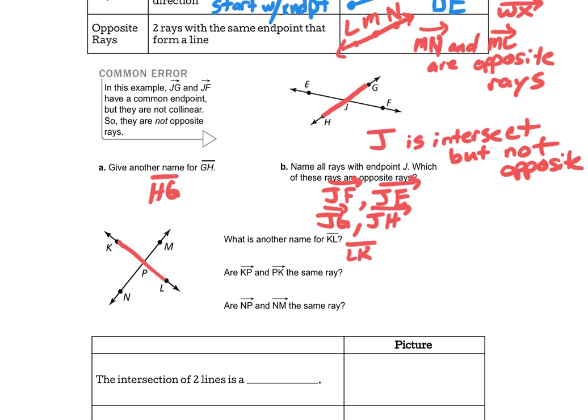Are KP and PK the same ray? No. Why not? That's right. Okay. They start with a different letter. If this one starts with K, then this one must also start with K. Okay. Rays must start with the same letter. And so we would say no. They need to start with the same letter or point.